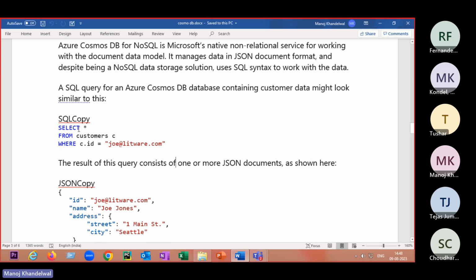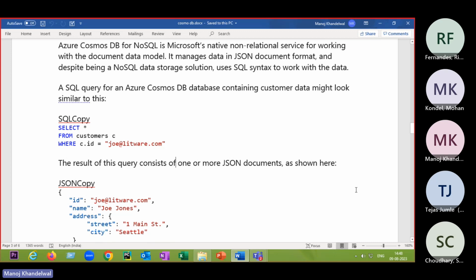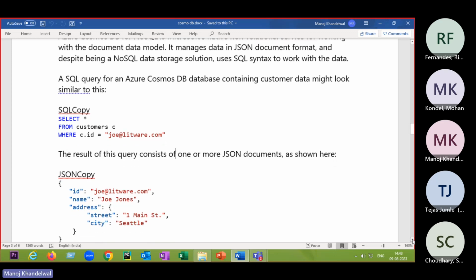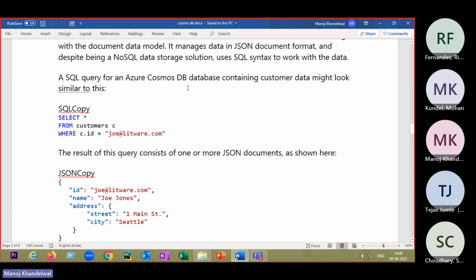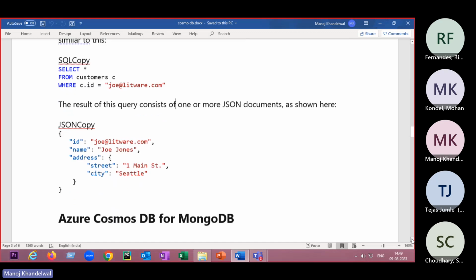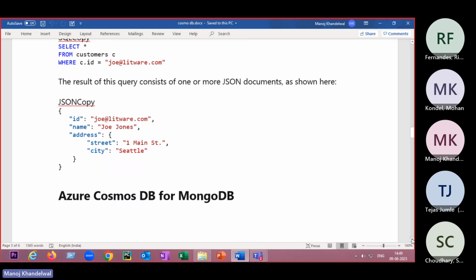So we do it like this: select star from customer C where C dot ID equals so and so. It is SQL syntax, but the output will come as JSON format like this. That is the beauty of Cosmos DB. That is abstraction. Abstraction is making your life easier. Technology is doing that nowadays, making things easier for you.